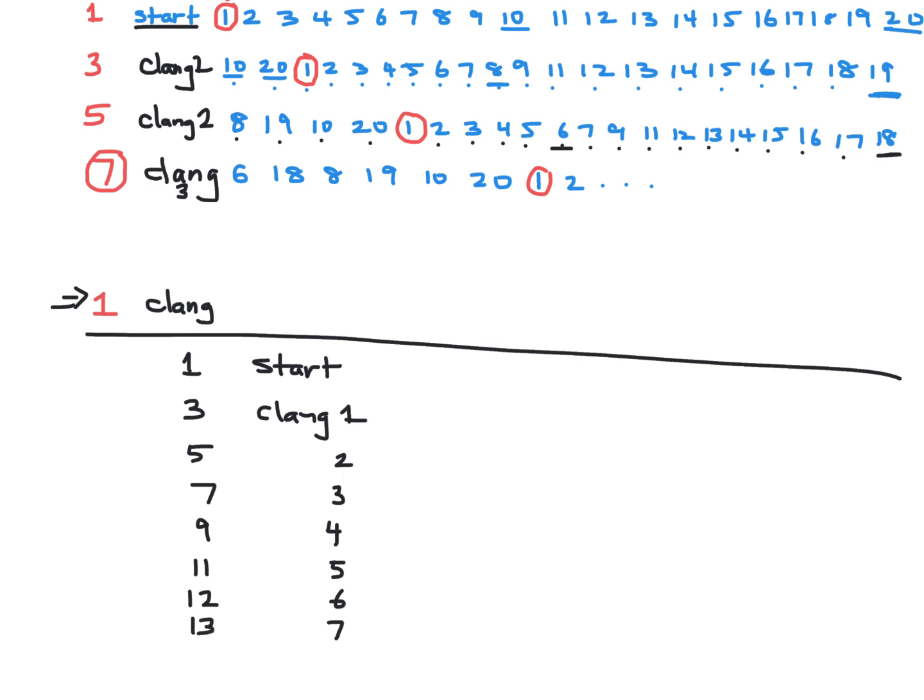Clang 7, 13. Clang 8, it goes to position 14. Clang 9, position 15. Clang 10, position 16. 11, 17, 12, 18. Clang 13, 19. Clang 14 goes to 20.